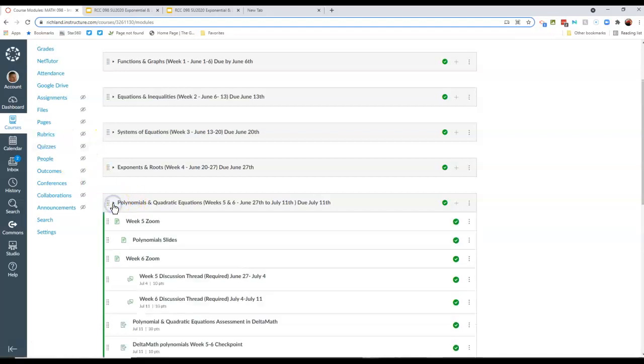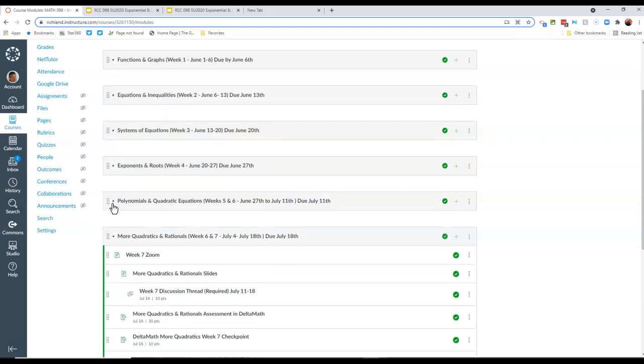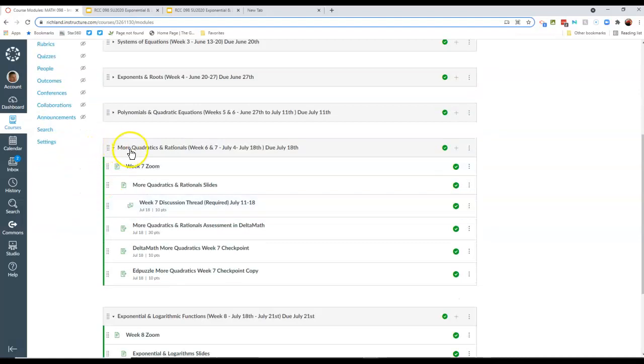You should already be done with the polynomials and the quadratic functions. So week 5 and 6 should already be done. All the tests should already be taken. You should be doing more quadratics and rationals. More quadratics and rationals. It is due the 18th.